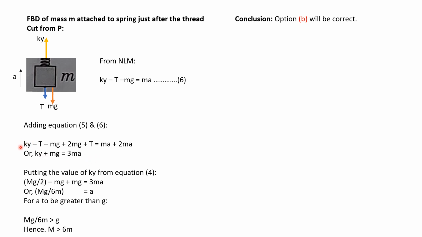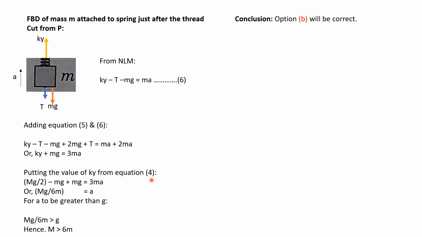Now you might be thinking, why should we add these 5 and 6? Because we just want to cancel out T so that we don't have to work on equations to find T and then put its value. So T is just cancelling out here. Okay, so that is the reason we have added these two equations. So this expression we got: ky plus mg is equal to 3ma, right?